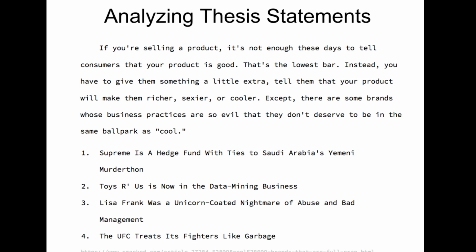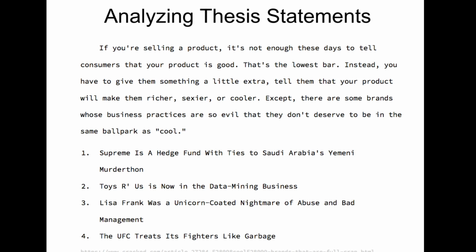Tell them that your product will make them rich, sexier, cooler. So we're getting more specific. We're getting more towards that thesis statement. Then we have a thesis statement. We know exactly what the writer thinks, and we know the information, or the kind of information that is coming next.